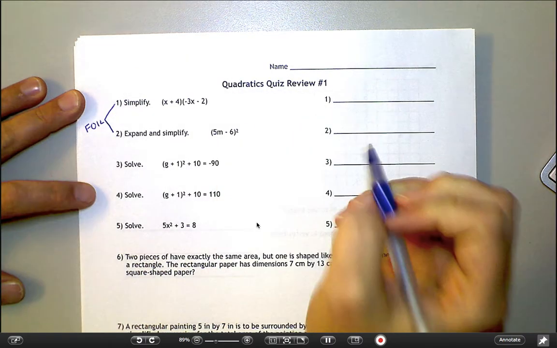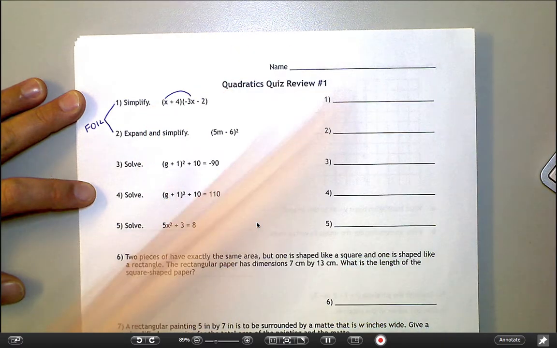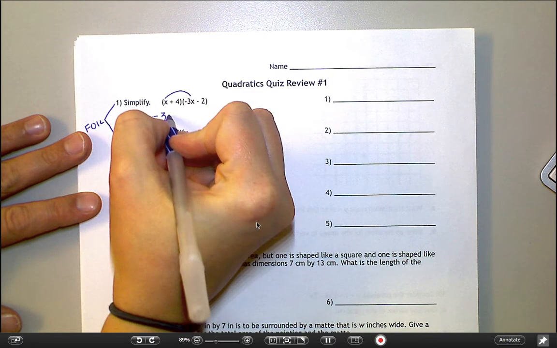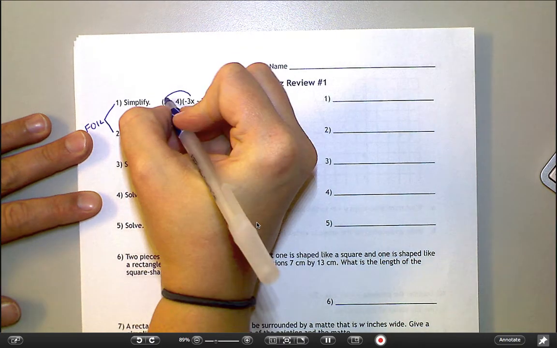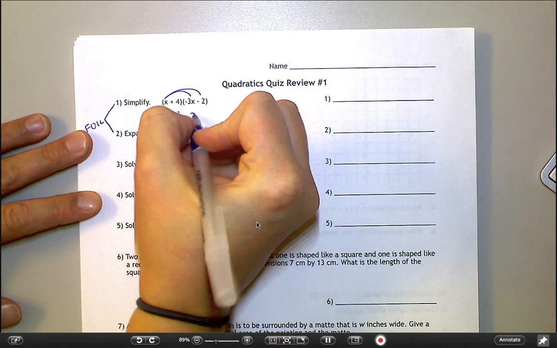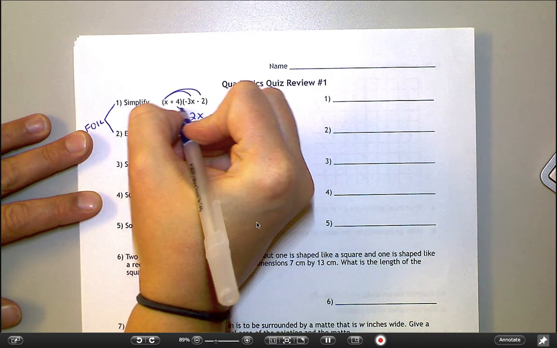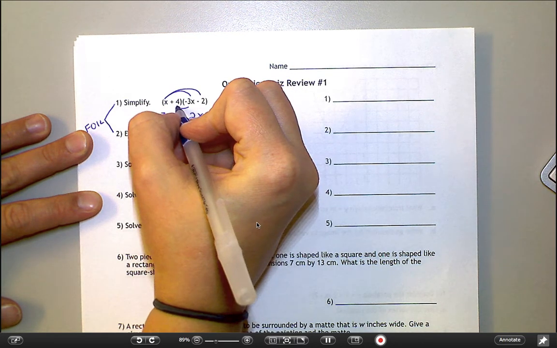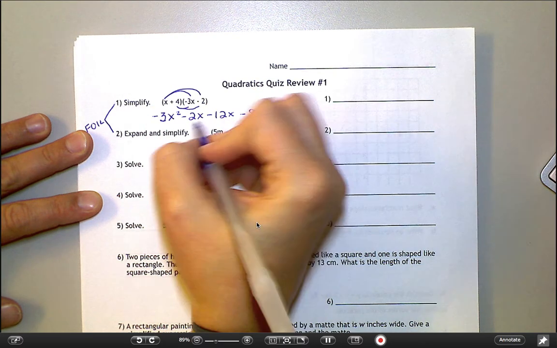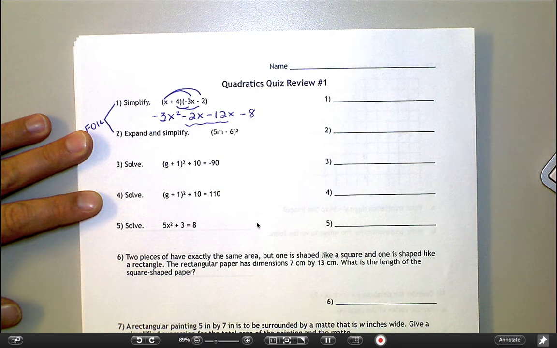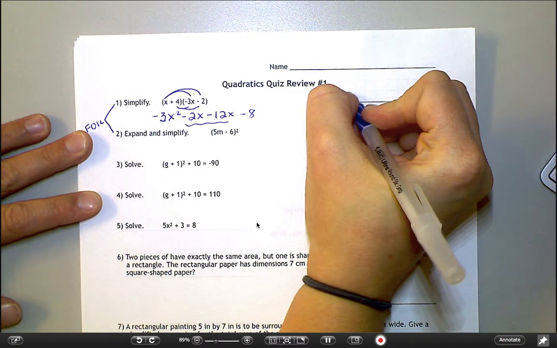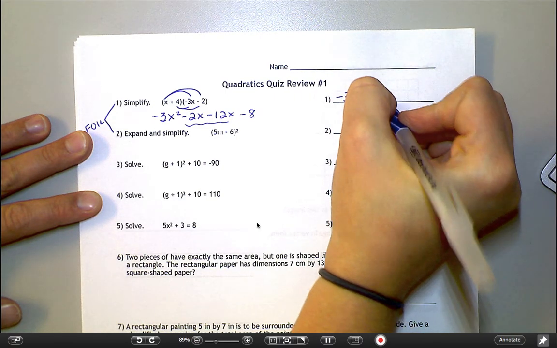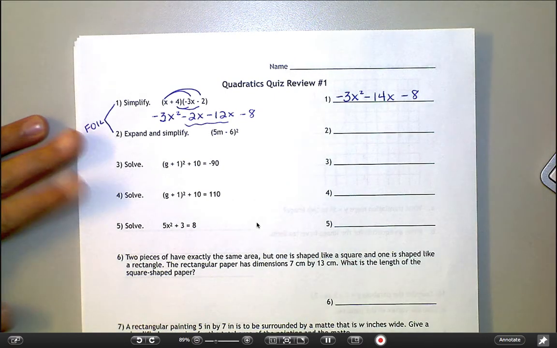So here, x times negative 3x is going to be negative 3x squared. Just don't forget your square there. x times negative 2 is negative 2x. 4 times negative 3x is negative 12x. And then last but not least, 4 times negative 2 is negative 8. When I go to write my final answer, I'm going to put those two middle things together. So I end up with negative 3x squared minus 14x minus 8. That's the final answer there.